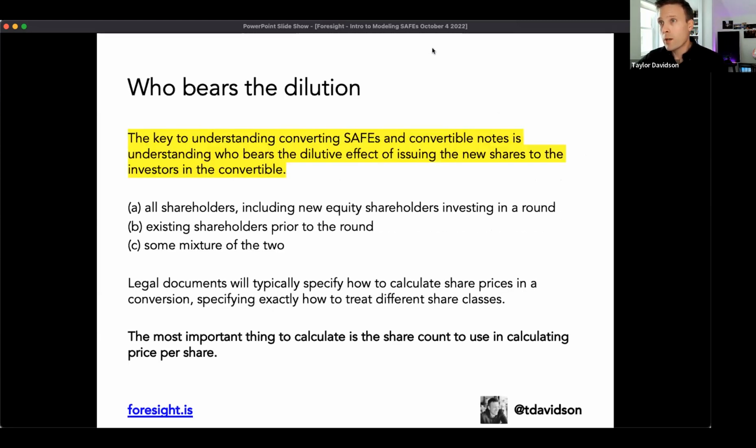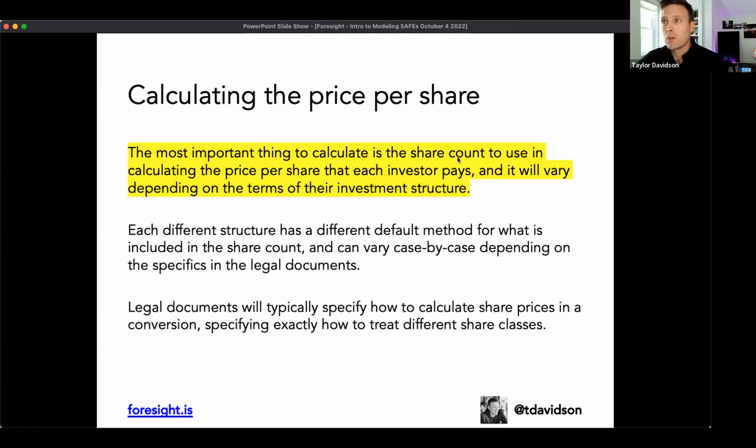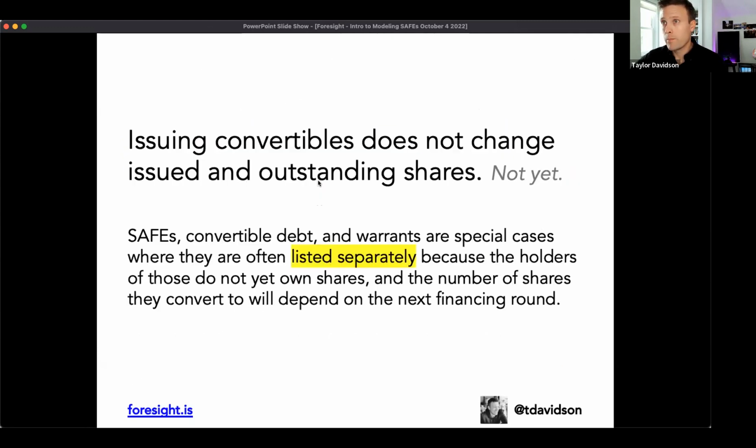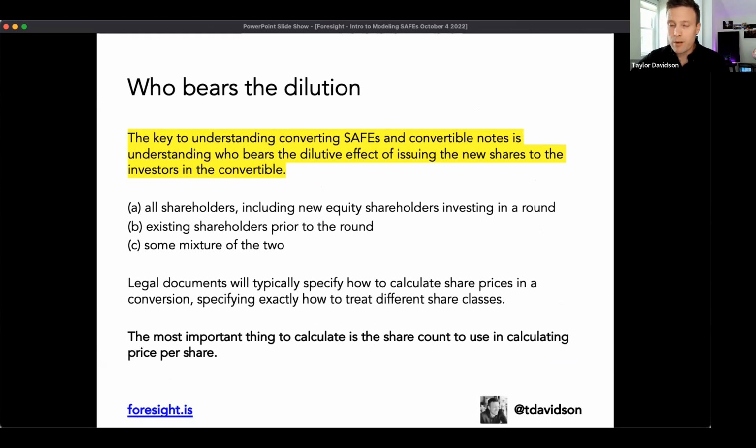So the real question that comes into understanding the conversion of safes. Oh yeah, let me back up one more here. Sorry, one more. Here. So the most important thing to understand when you're calculating the conversion of safes is understanding who bears the dilution. That's the most important thing. So the question that comes up is, when you're converting the safe and issuing new shares to safe investors, who bears the dilution associated with issuing new shares? Is the dilution burden borne by all shareholders, meaning new equity shareholders investing in the round? Is it borne by existing shareholders prior to the round, or some mixture of the two?